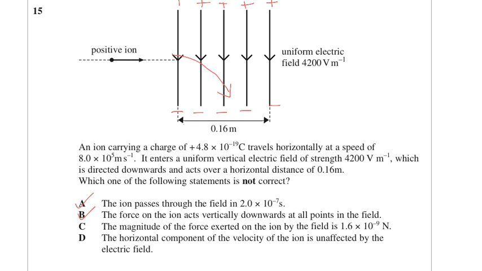The magnitude of the force exerted by the field is 1.6 times 10 to the minus 19. So we've got a field strength of 4,200, so we times it by the charge, 4.8 times 10 to the minus 19, which gives 2.0 times 10 to the minus 15, so that is wrong when we do that. And the horizontal component of the velocity is unaffected. It is because the force acts perpendicularly, so that's correct. So C is the one that is incorrect.